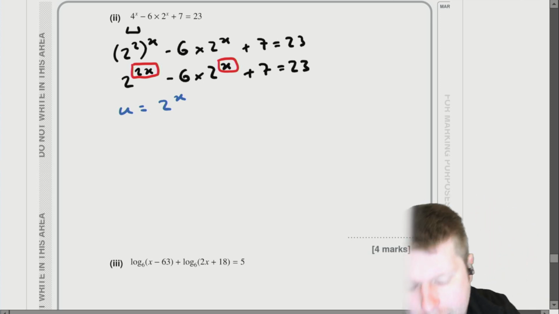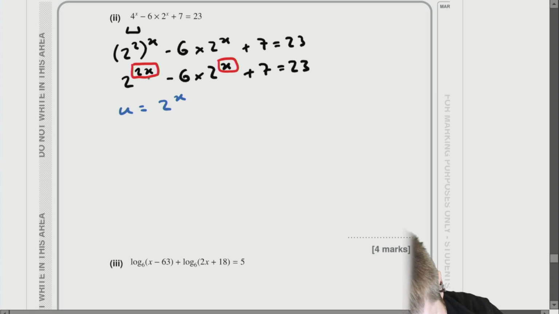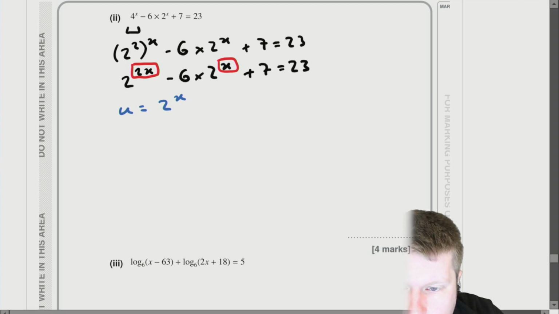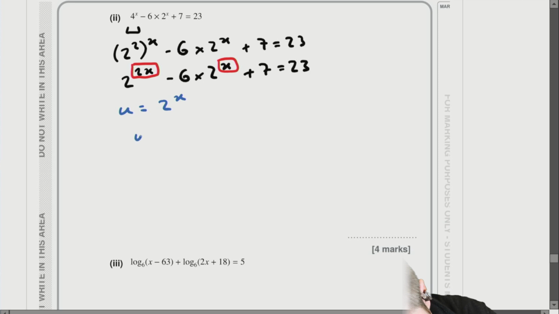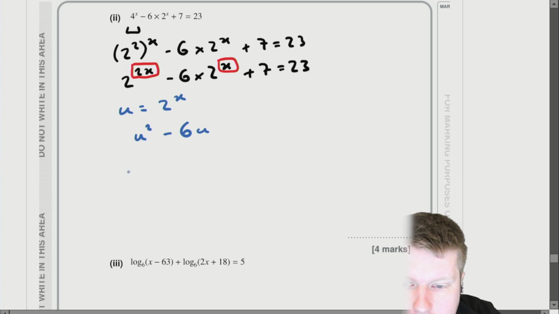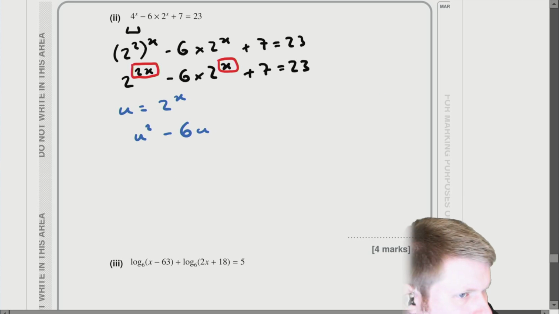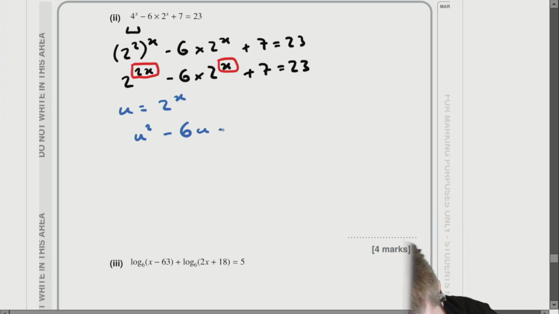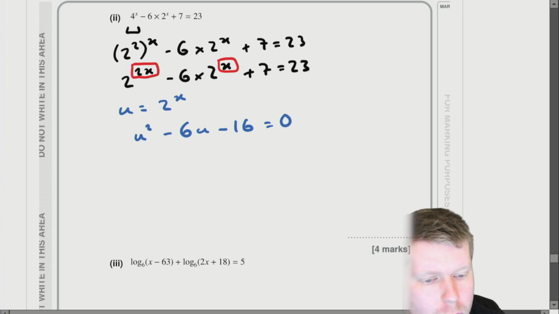But then they just made complete errors from here on in. So realise here that the 2 to the power of 2x is basically just u squared, because 2 to the x is u, so I'm squaring that to get u squared. Then I've got minus 6, well I'm not going to write 2 to the x anymore, I'm going to write u. And then if I want to make this equal to 0, because I recognise it's a quadratic, I'm just going to take away 23 from both sides. So as a result, I should get negative 16 is equal to 0. Then just solve your quadratic equation.